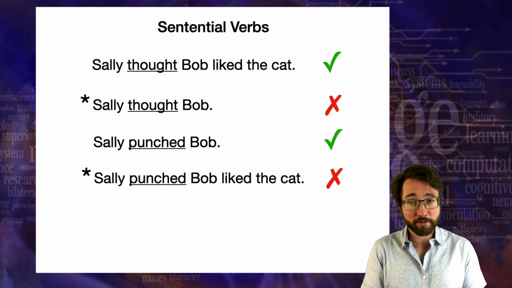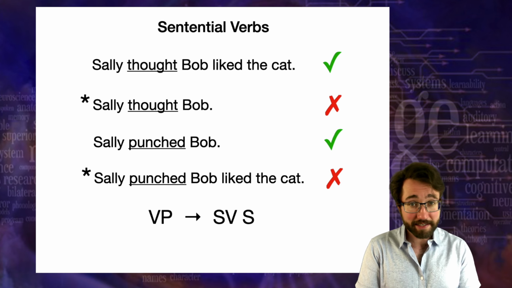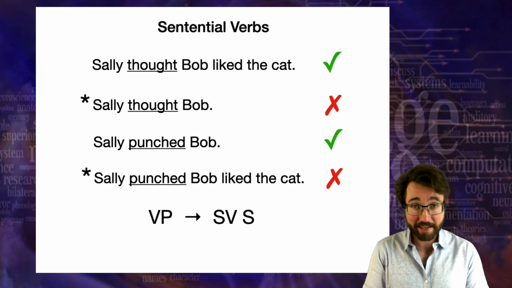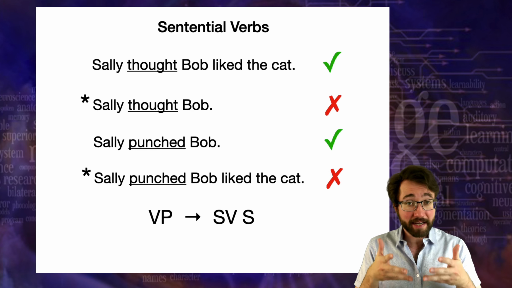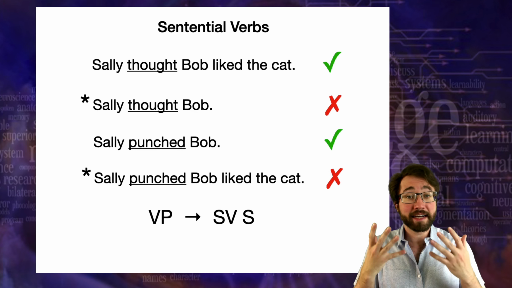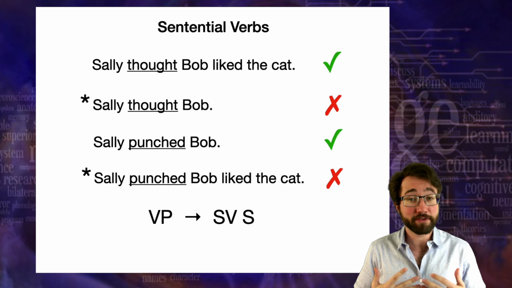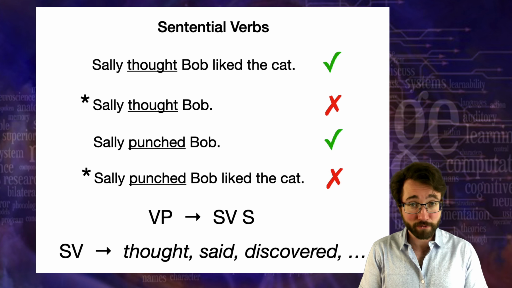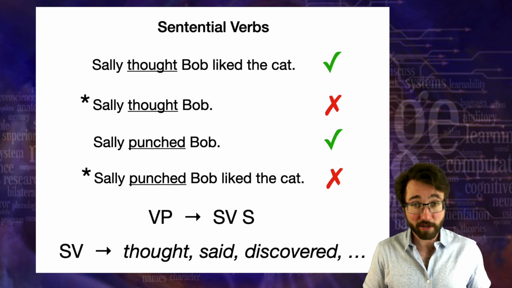So we see that the verb thought is in a different syntactic category than the verb punched. In fact, the verb thought is what we call a sentential verb, SV. A sentential verb is a verb which is followed not by an object NP, but rather by a sentence. So Bob liked the cat is a sentence, and that comes after a verb like thought. Your SVs, sentential verbs, are going to be things like thought, said, discovered, and so on.